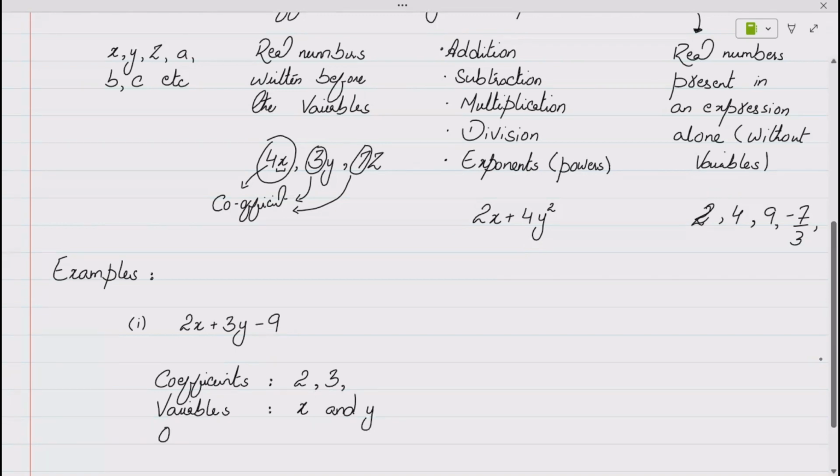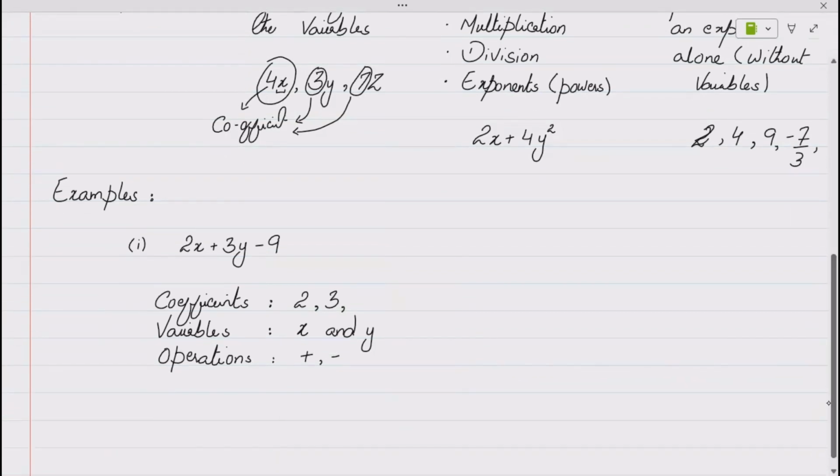The operations are plus and minus, i.e. addition and subtraction. And the constant is minus 9 or 9, you can say. So explicitly for the constant, we use the number with its sign. So we write minus 9, right? So this is an example of an expression. So we can write many examples.